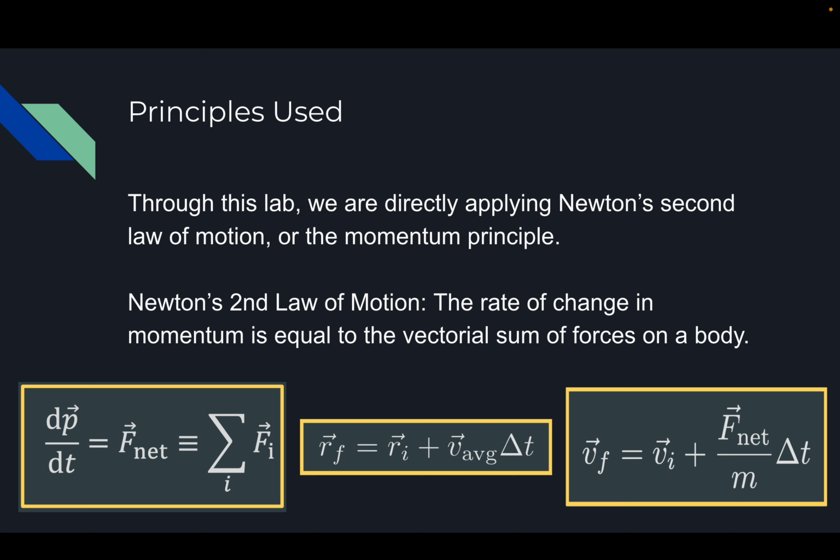The second equation, position update, is final position equal to initial position plus average velocity multiplied by change in time, and the third equation, velocity update, is final velocity equal to initial velocity plus net force divided by mass multiplied by change in time.